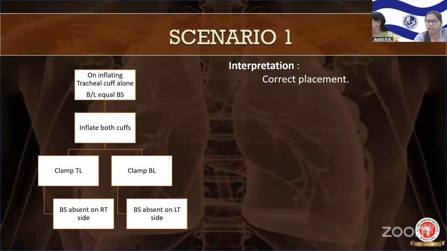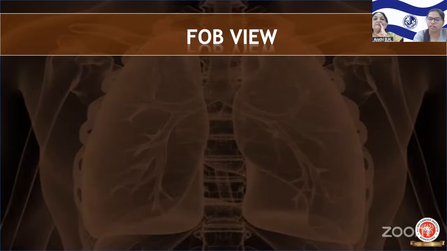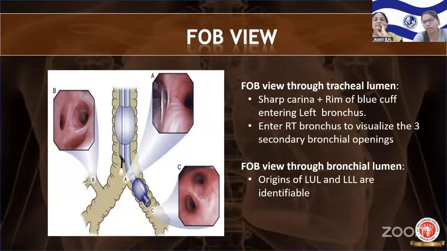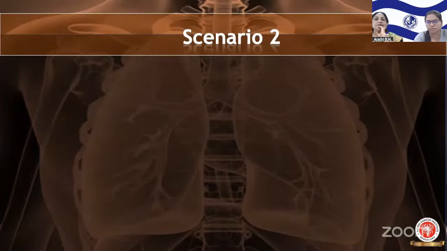This is a properly placed left-sided DLT. This picture shows the left-sided DLT is correctly placed, with the bronchial lumen sitting in the left bronchus and the tracheal lumen in the trachea. You will not hear right-sided breath sounds when we clamp the tracheal lumen, and when we clamp the bronchial lumen, left-sided breath sounds are not heard. We can confirm this with the fiber optic bronchoscopic view, as I already said. We have to see the sharp carina along with the blue rim of the bronchial lumen. In these scenarios, we have to fix the DLT properly so that it won't get displaced while positioning the patient. Now coming to scenario 2.